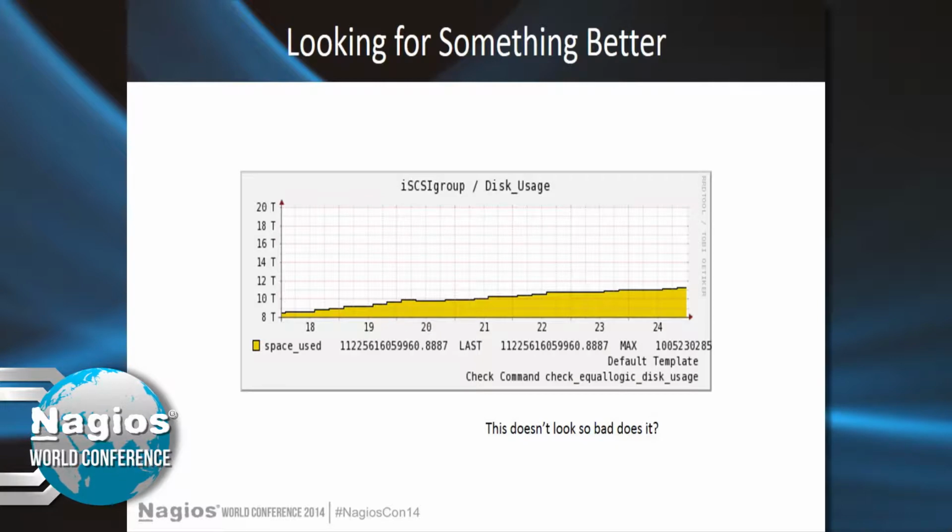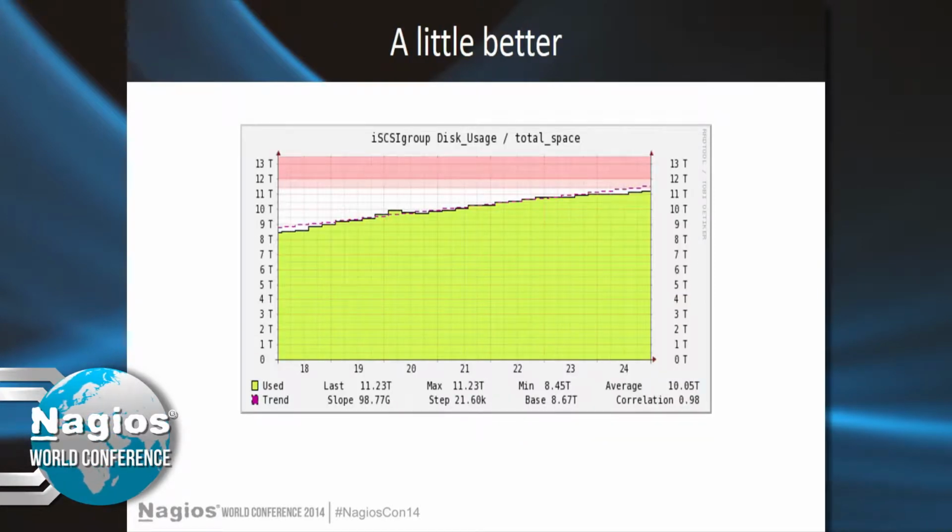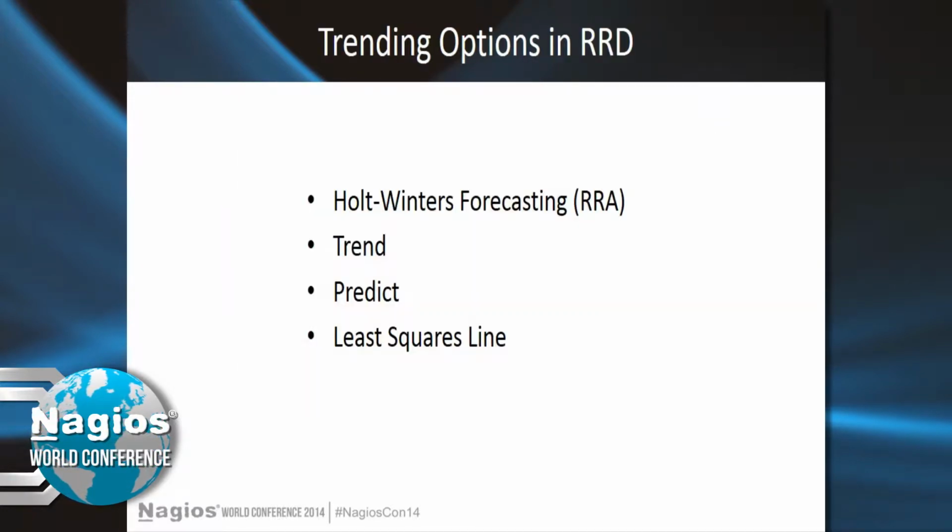So here's another standard XI graph. This doesn't really look so horrible, does it? This wouldn't scare you. But in actuality, here we go. We're a week before, we were at 8.5 terabytes. We're at 11 terabytes now in a week on something that generally doesn't grow. So I said, hey, I need a better way to see this. I need better alerting. What is out there?